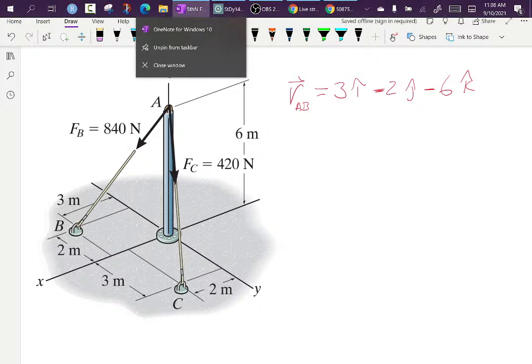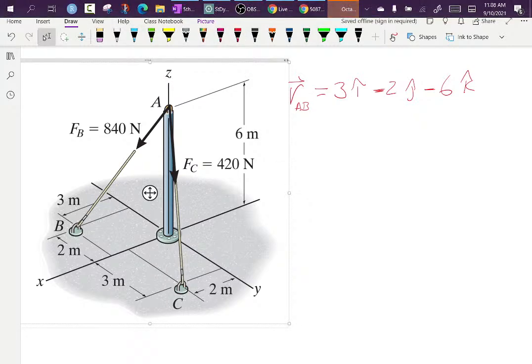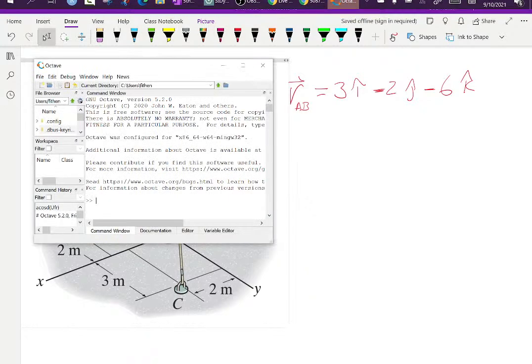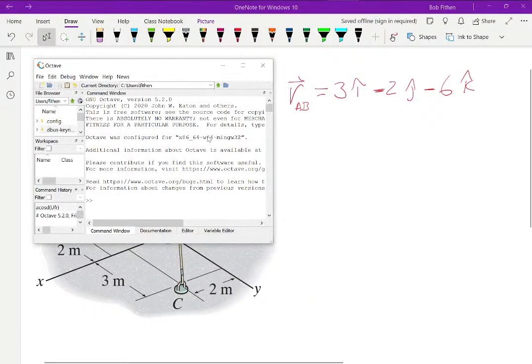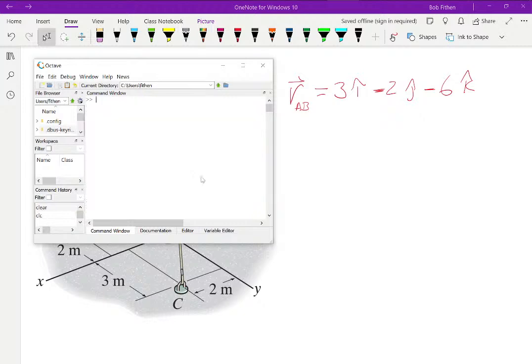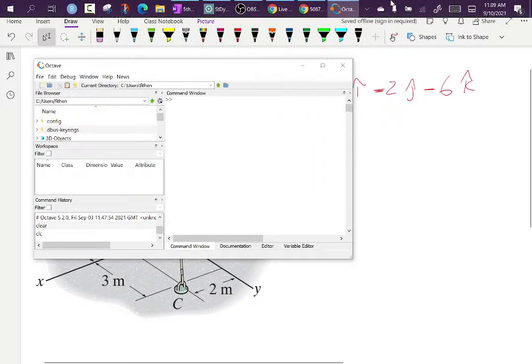Eventually Octave will come up. I think I had it set to come up. Maybe I did not. Oh, wait, there it is. Octave is basically a somewhat free version of MATLAB.